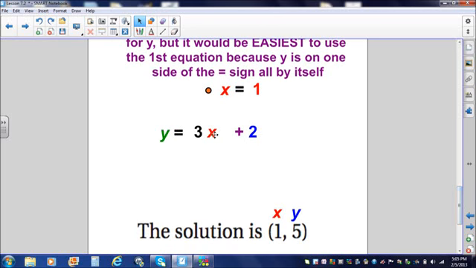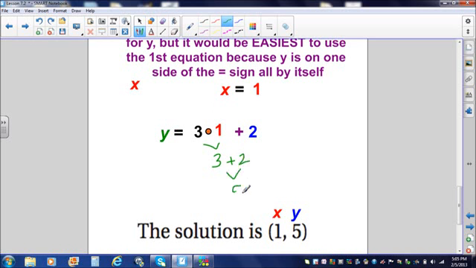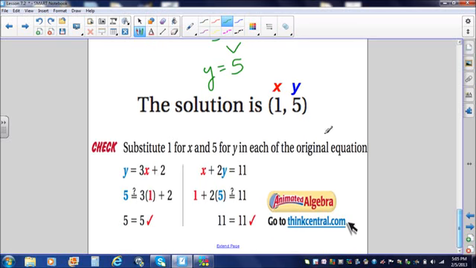So this is equation number 1. I'm going to substitute, take out x. I'm going to put in the 1. They were touching each other. That means multiplication. Follow the order of operations. I now have 3 plus 2, which gives me 5. Y is going to equal 5.